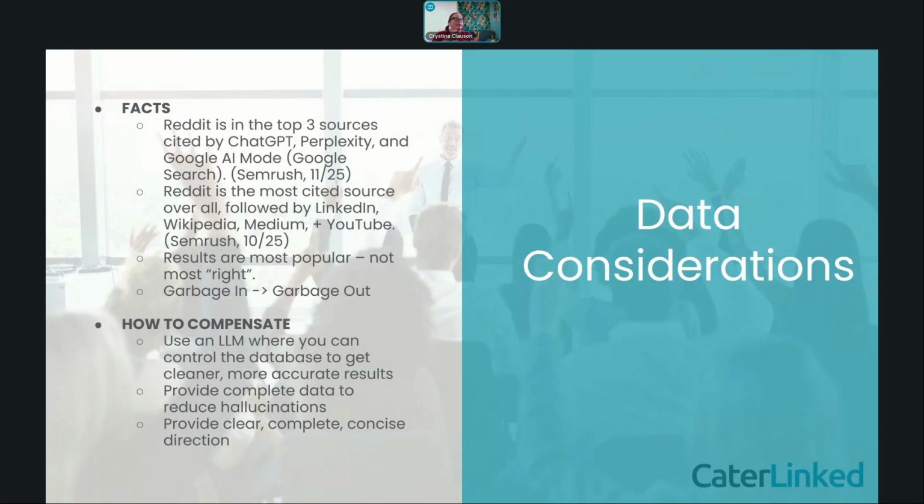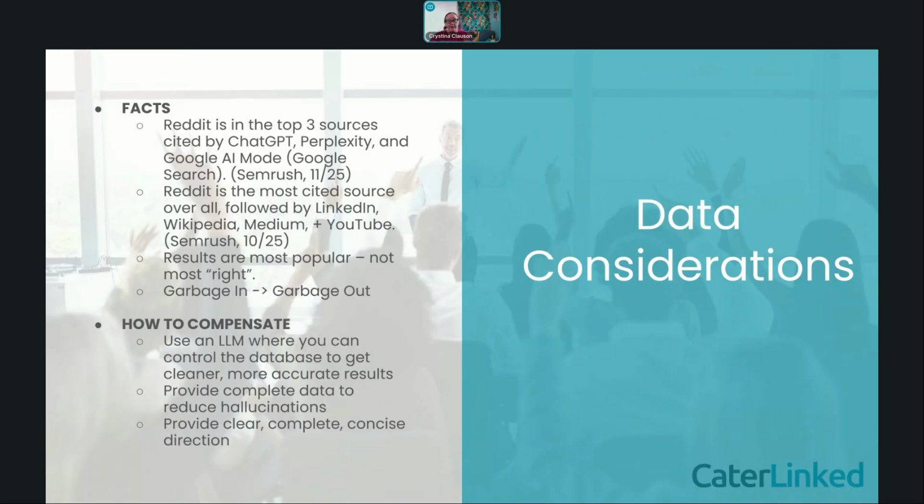It's also using LinkedIn, Wikipedia, Medium, and YouTube. Medium is like a blog website where people put articles up. Again, not academic or vetted at all. The results are, as I said, the most popular, not the most right. And consider your data sources. There is an old adage for database management, which is garbage in, garbage out. If you're using data that's not super great, don't expect to get a super great answer. It's not going to shine a diamond from the information that you give it because it's looking at what's most popular, not what's most correct.